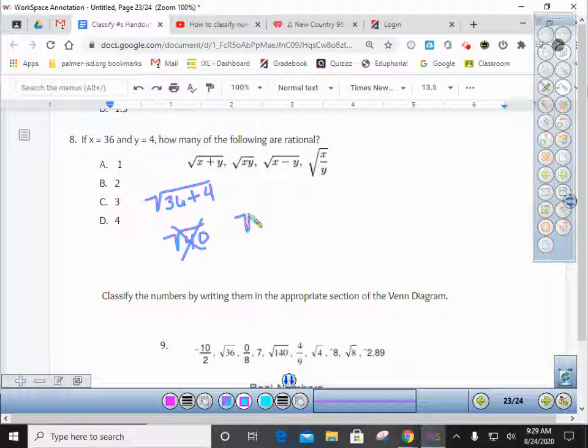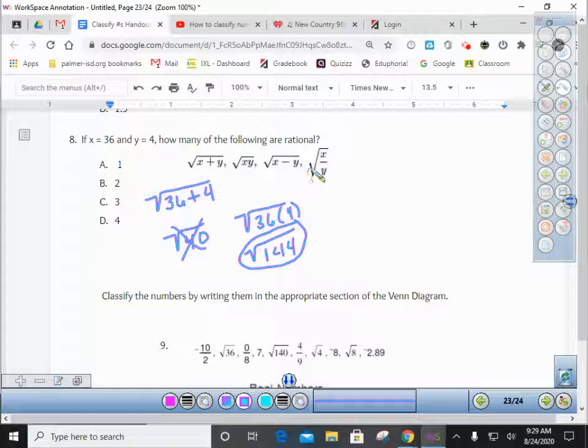Right? The next one says the square root of x times y. What's x? And what's y? And 36 times 4. I'm going to do this one for you because I'm just that cool. Is 144. Is the square root of 144. Is this rational? Yes. So you're going to do the same thing with these 2 and figure out how many of them are rational. You got it? Hold on. Don't do anything yet.